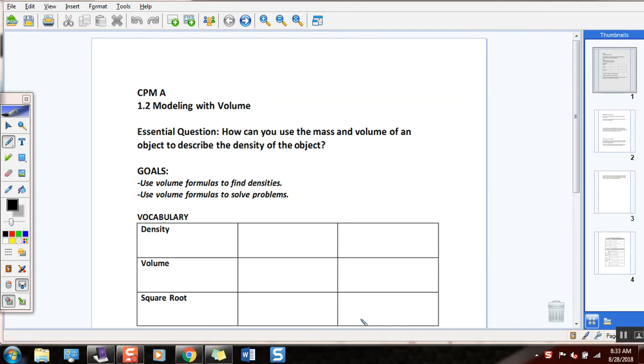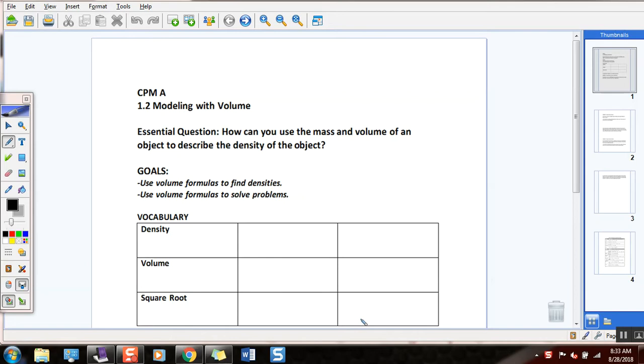Let's start looking at some ideas of how volumes change when we start changing linear dimensions, okay? So, volunteer to read my essential question for modeling with volume here today. What are we trying to answer here? All right, Annika. How can you use the mass and volume of an object to describe the density of an object?